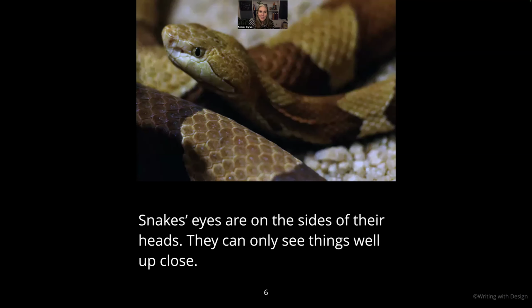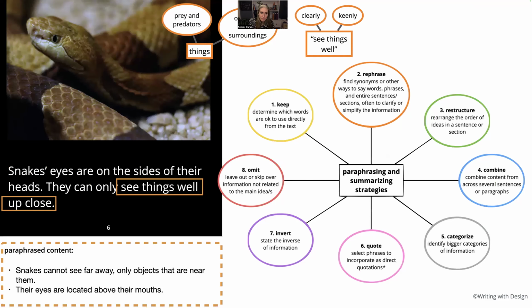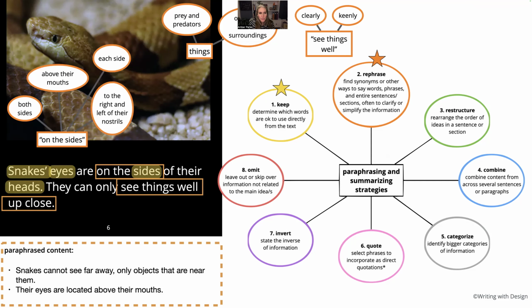All right, last one we're going to take a look at all together is on snakes. Snakes' eyes are on the sides of their heads. They can only see things well up close. So for this one, we've got our 1 and 2 already showing on the screen. And so I want to talk about strategy number 7, to invert. When this strategy works, it works great. When it doesn't work, we're creating false information, and we certainly don't want to put that into our paraphrase.